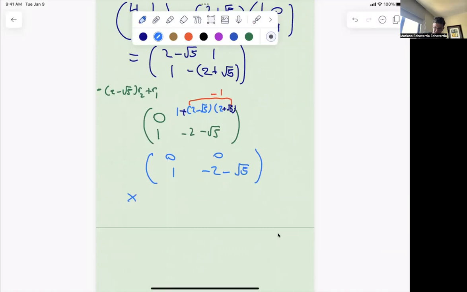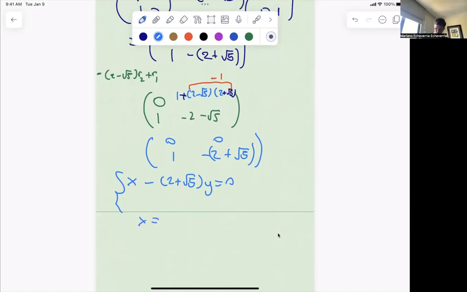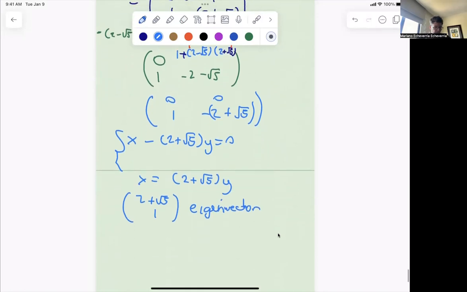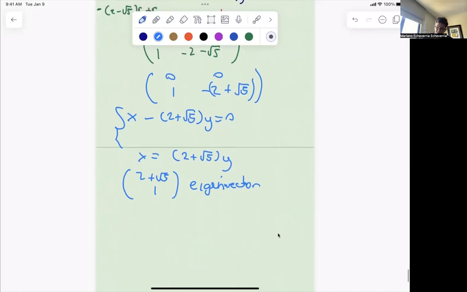And so the equation, oops, I should still write it with minus. So the equation is just x minus 2 plus root of 5, y equals 0. And so x is 2 plus root of 5, y. So the eigenvector is just 2 plus root of 5, comma 1. So that's one eigenvector. The only thing is that you need to make it of length 1. So what is the length of this eigenvector?